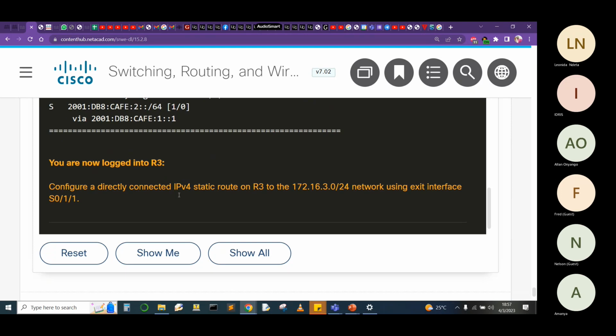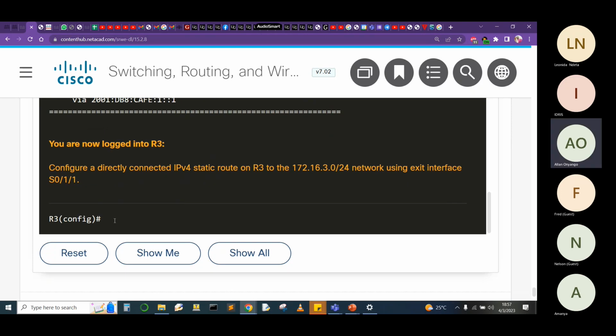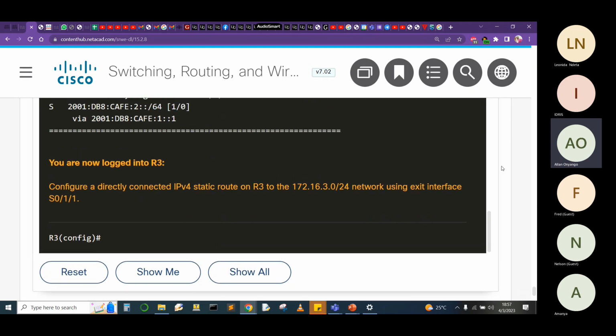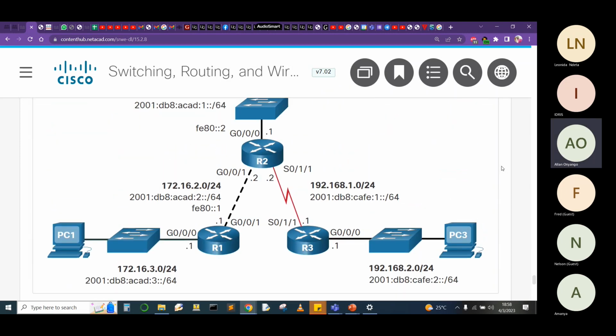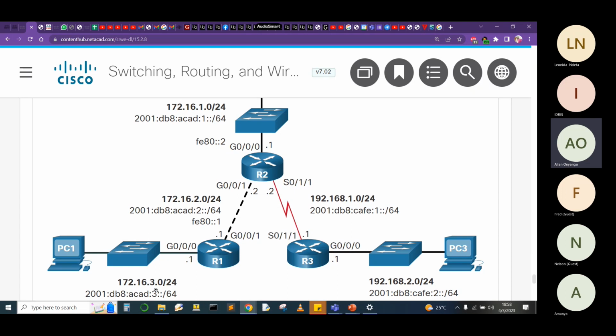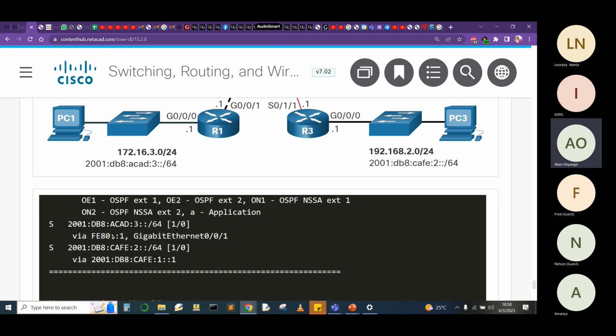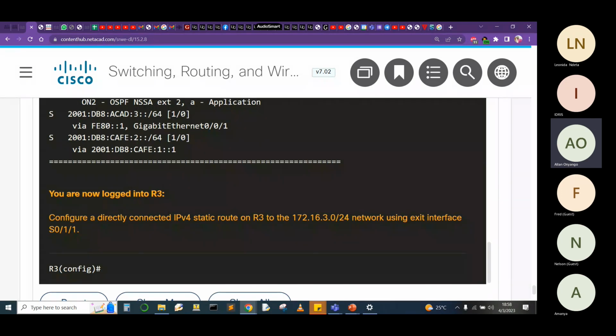All right, we are told you are now logged into R3. We are told to configure a directly connected IPv4 static route on R3 to the 172.16.3.0 network using the exit interface. So from R3, where is this network 3.0? This is our R3 right here, and the network we are visiting is the LAN on R1. Remember, the exit interface must be S0/1/1 since it is directly connected, and you can see that interface is here.